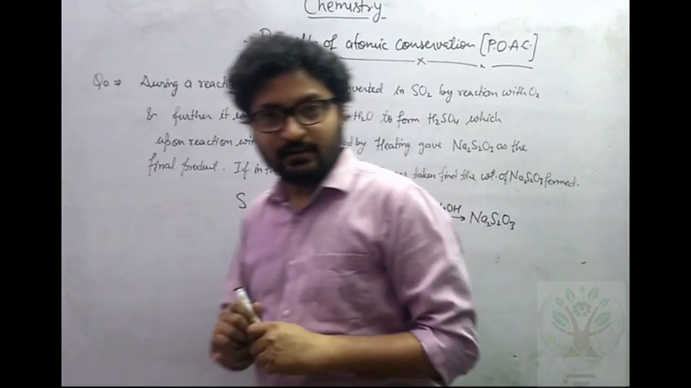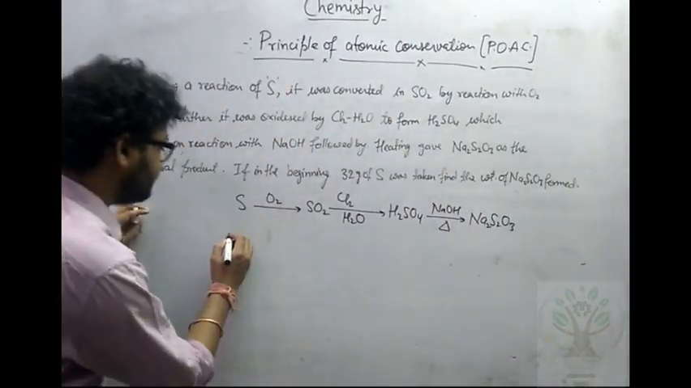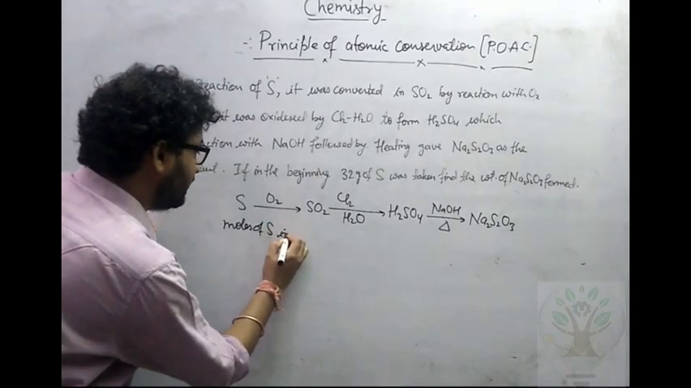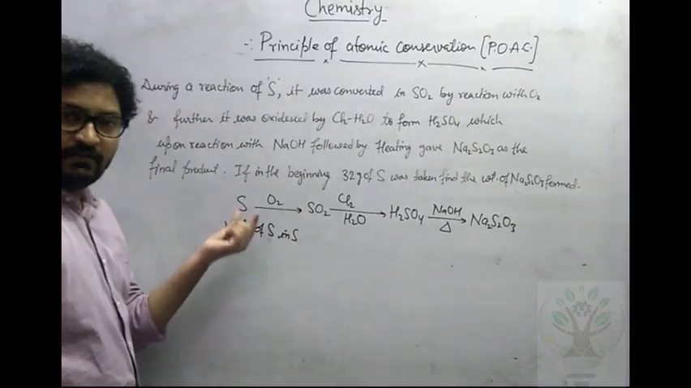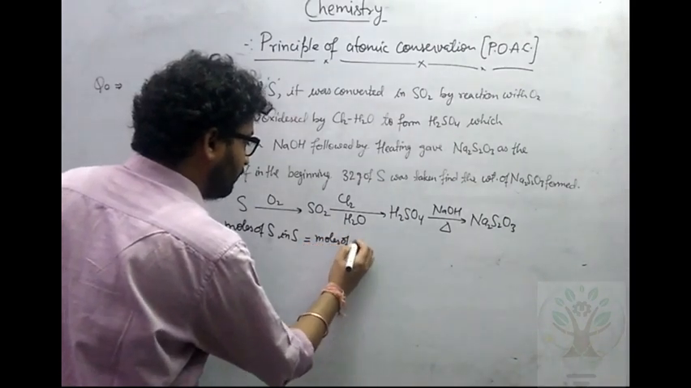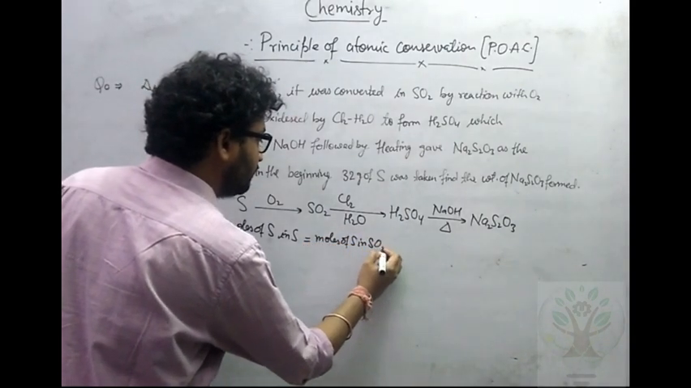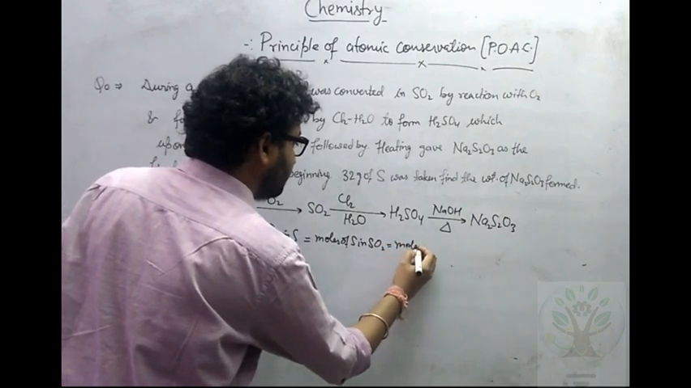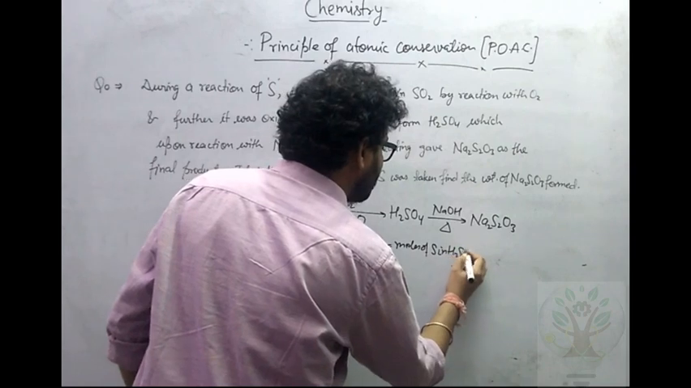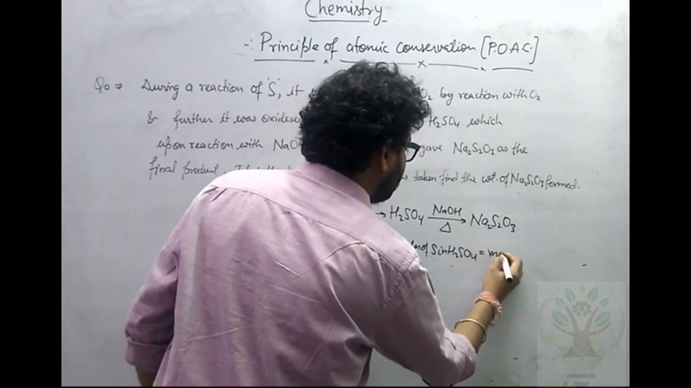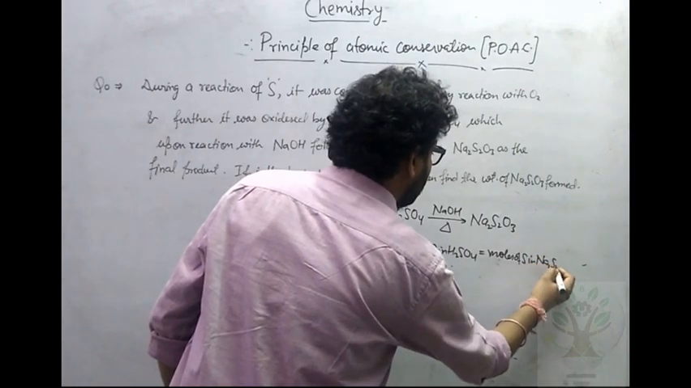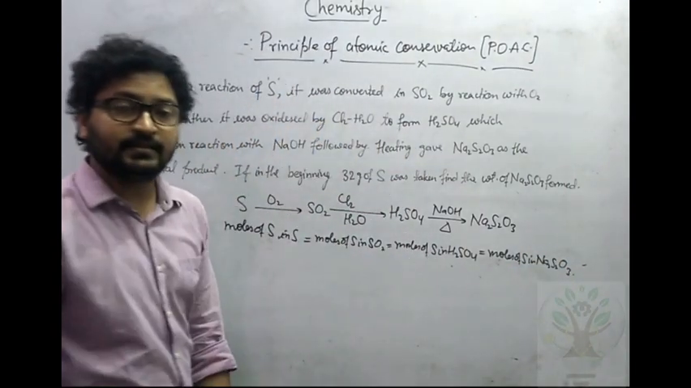So can I write one thing? I am going to write this. The moles of sulfur in S equals moles of sulfur in SO2 equals moles of sulfur in H2SO4 equals moles of sulfur in Na2S2O3. Can I say this thing or not?